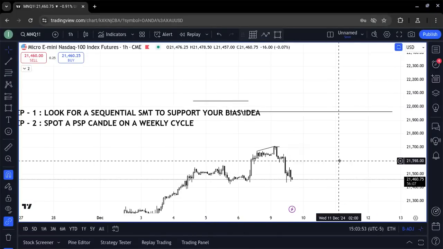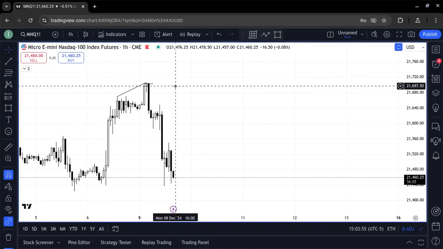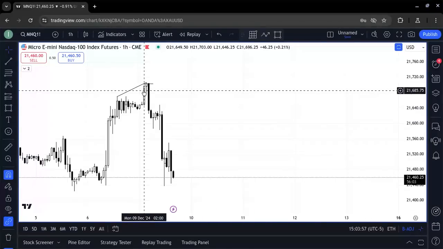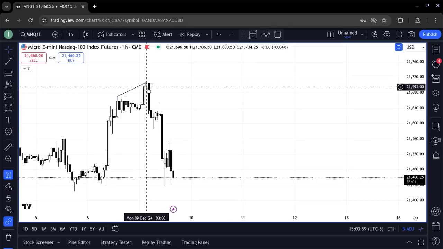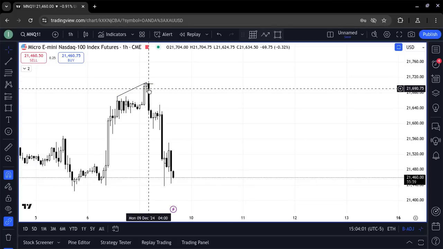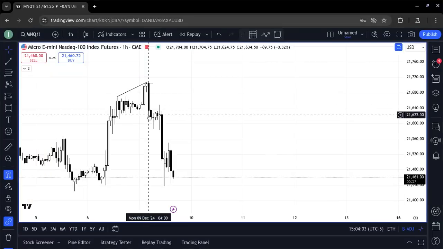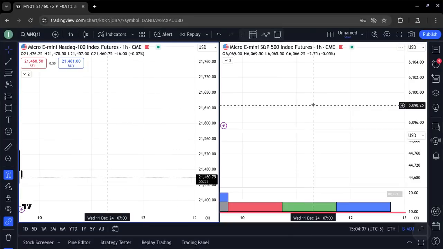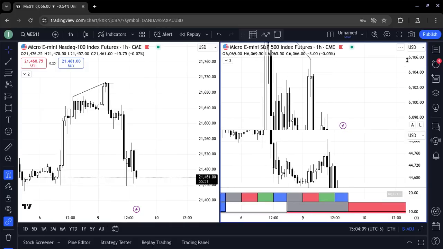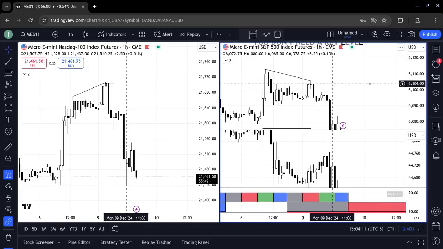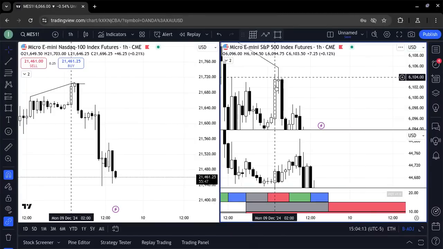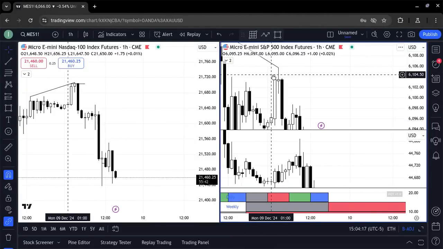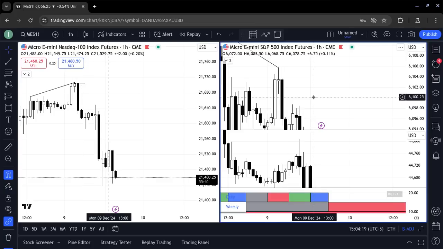Why? First, candle number 1, 2 a.m. range, candle number 2, 3 a.m. purge, candle number 3, distribution. Right? Let me show you again. Sequential SMT, candle number 1, range, candle number 2, purge, candle number 3, distribution.